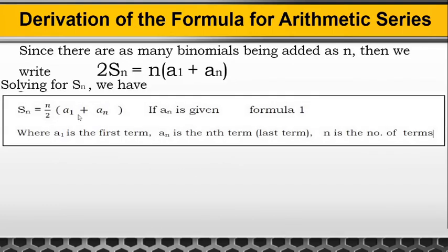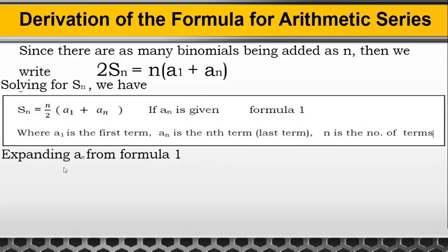Solving for Sn, if AN is given, we have our formula 1. So you will just divide by 2 here. So it will now lead us to Sn is equal to n over 2 times the sum of A1 plus AN, where A1 is the first term, AN is the nth term, the last term, and n is the number of terms.